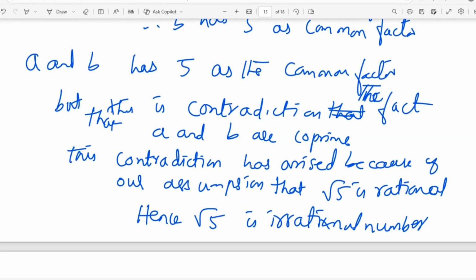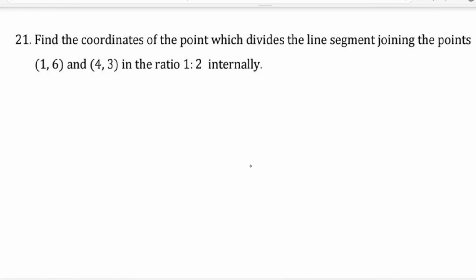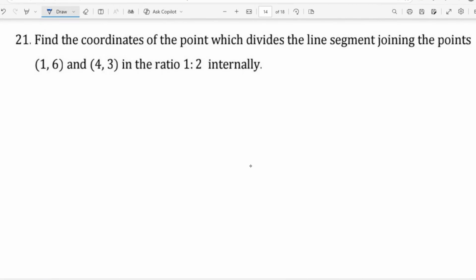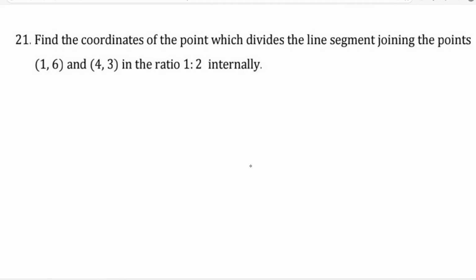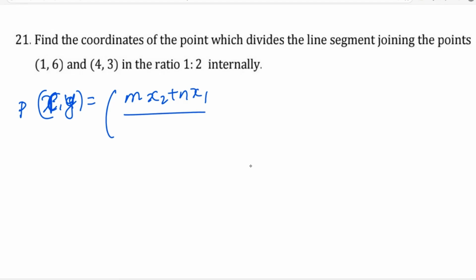Then moving with the next question, you have question number 21. Find the coordinates of the point which divides the line segment joining the points 1, 6 and 4, 3 in the ratio 1 is to 2. The point P will have, let me take it as x comma y. Then it will be m x2 plus n x1 divided by m plus n comma m y2 plus n y1 divided by m plus n.